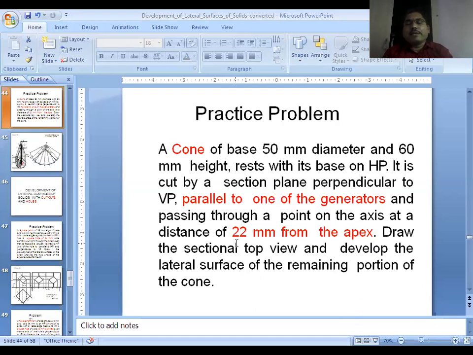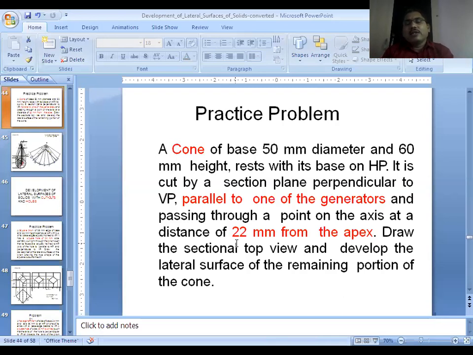Then about the cutting plane, the cone is cut by a section plane perpendicular to VP, so this perpendicular to VP plane you can set, but here the angle with HP is not given. In the earlier problem, the angle with HP was given. So when the cutting plane is perpendicular to VP, another statement usually gives some angle with HP, but here, instead of giving the angle, the inclination of the cutting plane is given with reference to a generator. So the cutting plane is parallel to one of the generators of the cone.